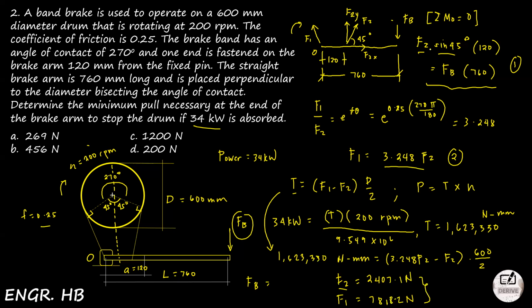So, that will become 2407.1 times sine 45 times 120 divided 760. So, that was 268.75 newtons. Aba neto, no? Just 1 point lang sa exam. So our braking force applied, or the minimum pull necessary at the end of the brake arm to stop the drum, is 268.75, which is obviously pwede nating i-round off into 269 newtons. Okay, napakahabang number 2, pero good example, guys, for us to be refreshed.